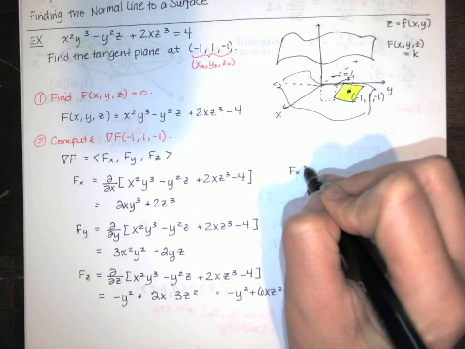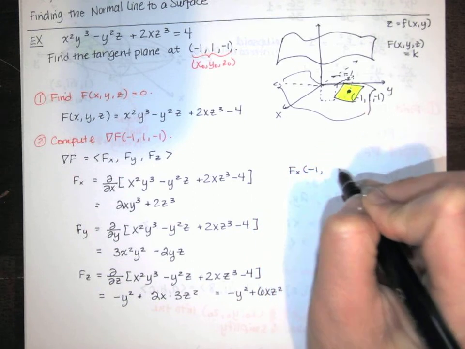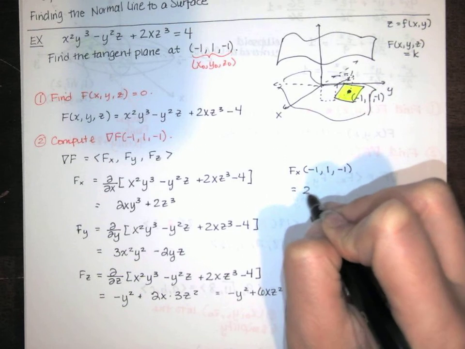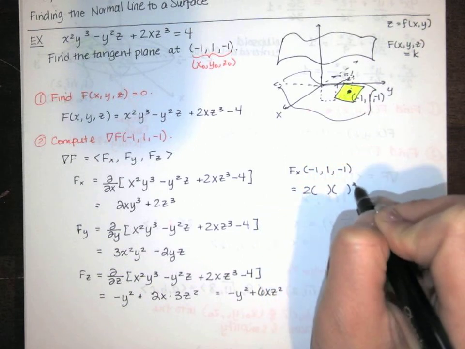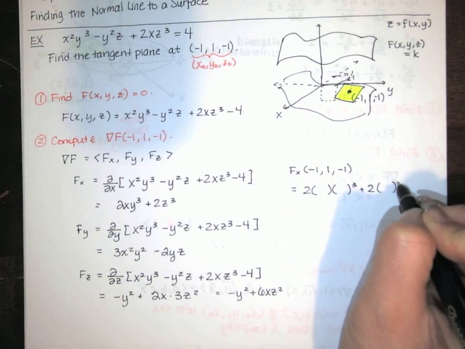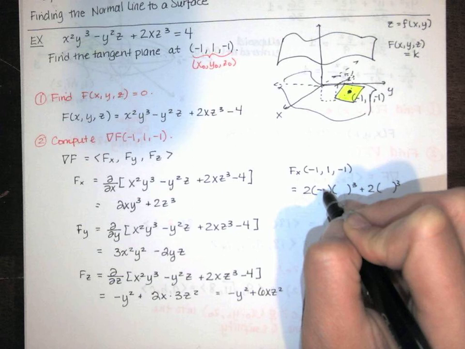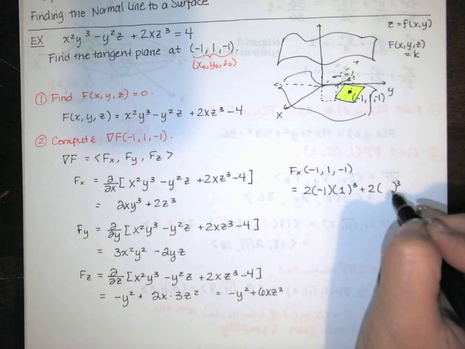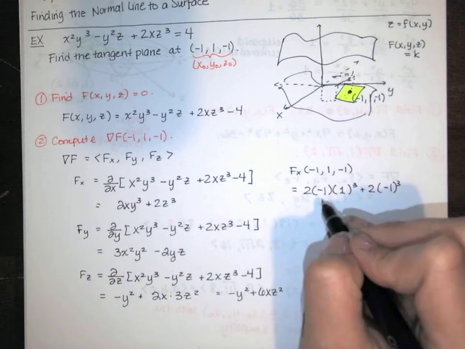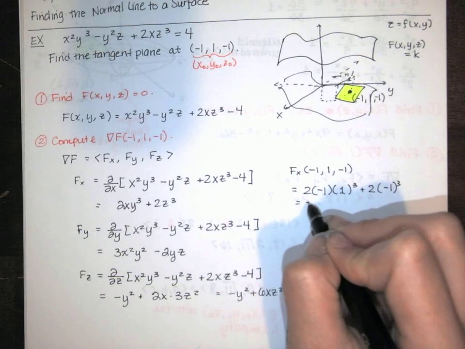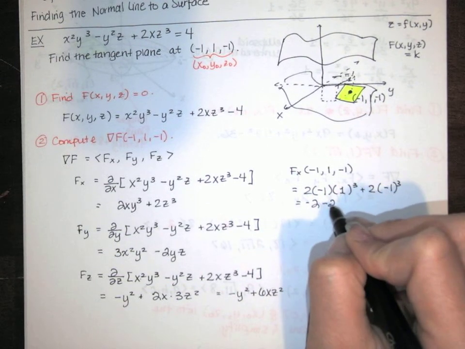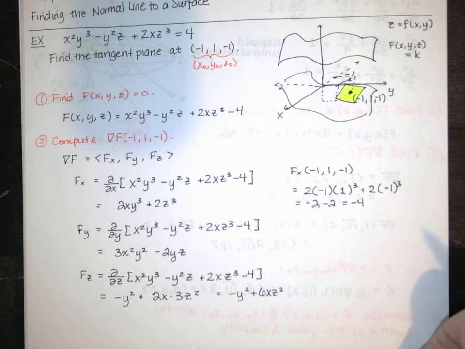So the partial of f with respect to x at -1, 1, -1 is 2 times x times y cubed plus 2 times z cubed. X is -1, y is 1, z is -1. So I've got a -2, minus 1 times 2 is -2, so I get a -4 there.